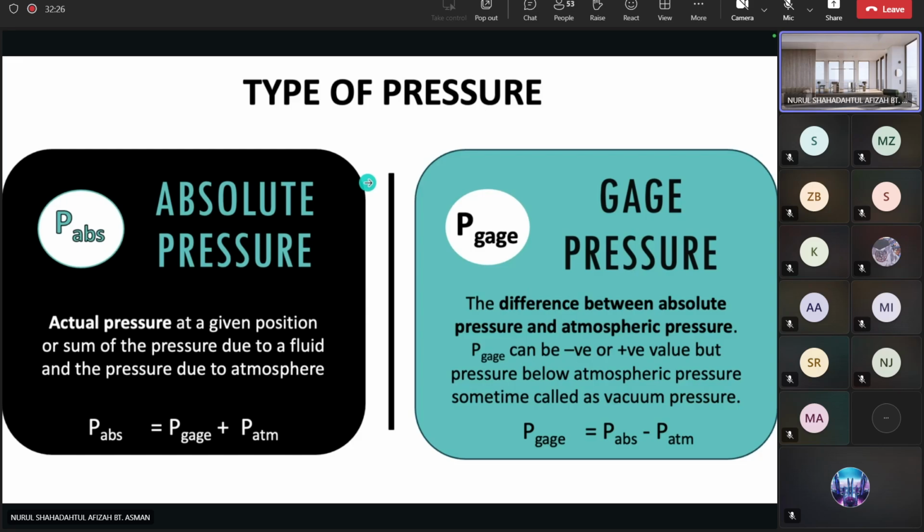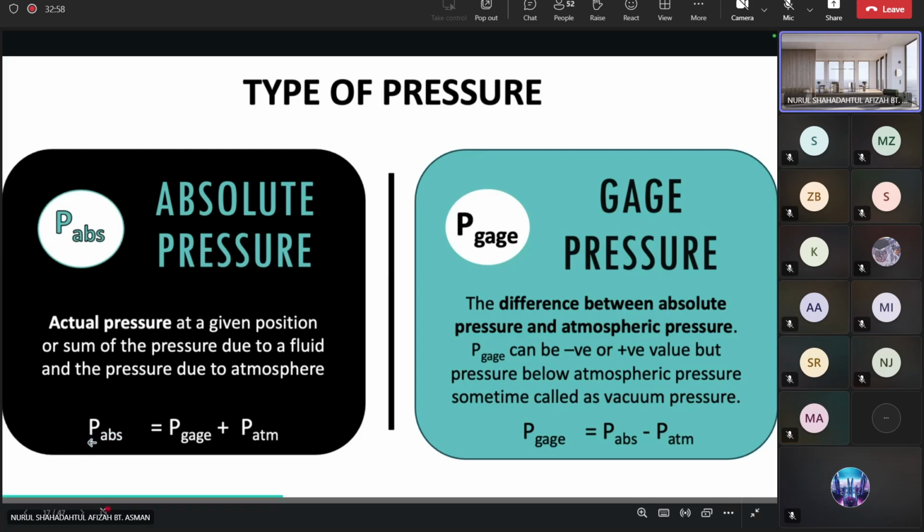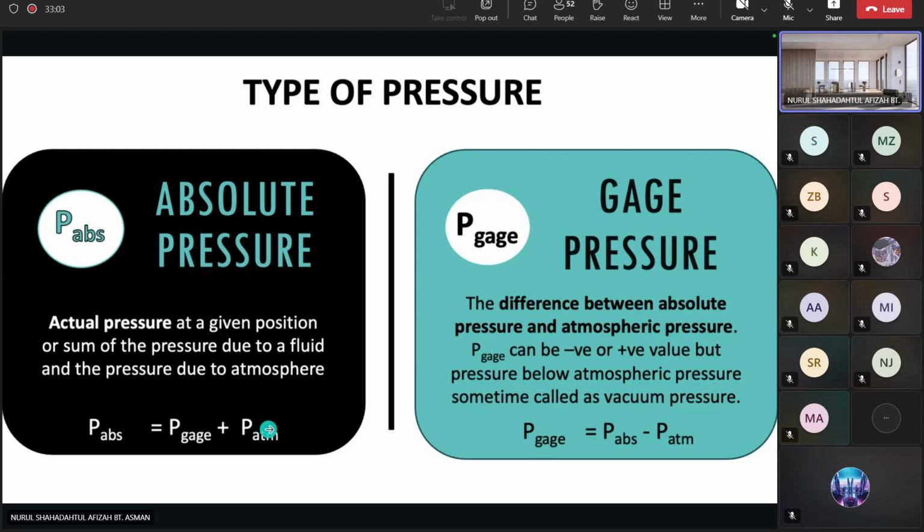To summarize from the video, we have two types of pressure, as I mentioned earlier, which is absolute pressure and gauge pressure. So what is the difference? The absolute pressure is the actual pressure at a given position, or the sum of the pressure due to a fluid and the pressure due to the atmosphere. And gauge pressure is the difference between absolute pressure and atmospheric pressure. So as you can see, from the equation, absolute pressure equals gauge pressure plus atmospheric pressure.